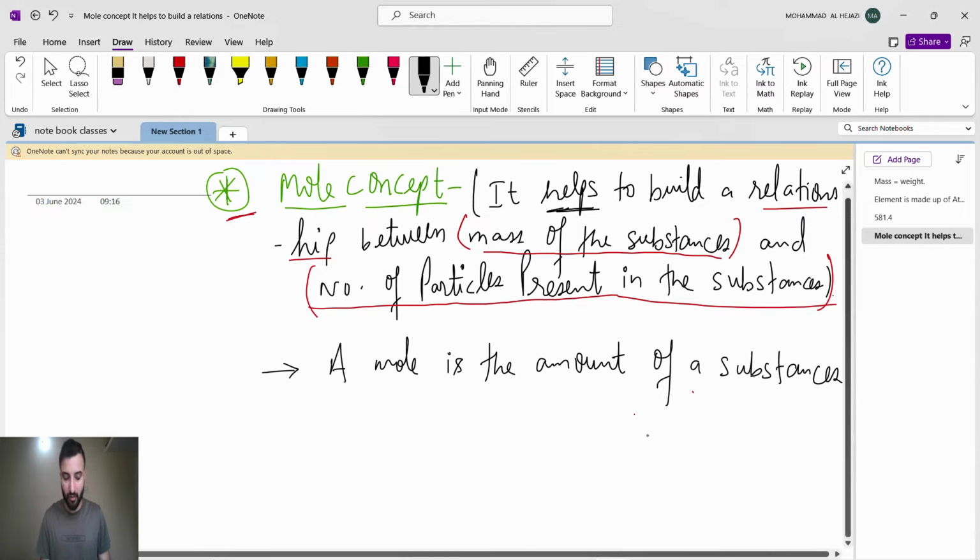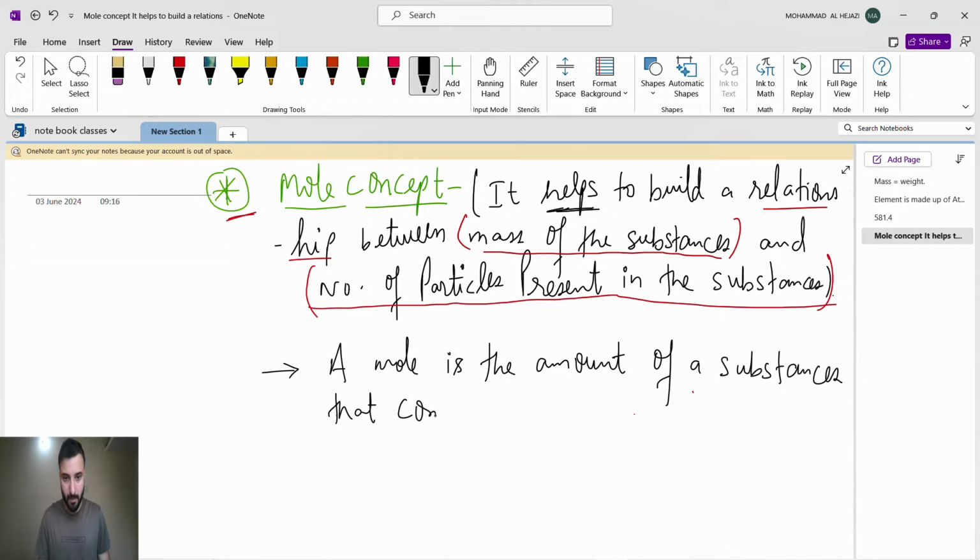A mole is the amount of substance that contains as many entities. See, entities means everything will come. Molecules, atoms, ions, everything will come.